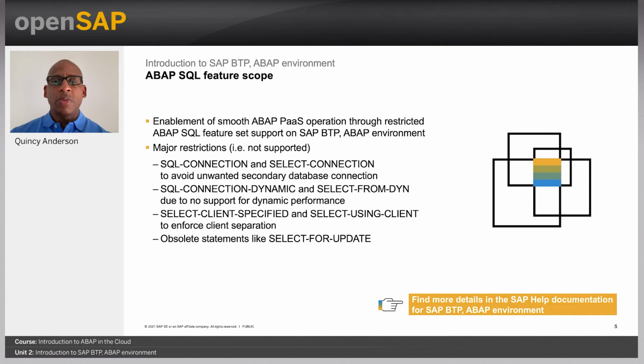On this screen, we see a few examples of the restrictions in ABAP Strict. First, secondary database connections are not allowed, so the relative keywords are not supported and will result in a syntax error if used. Likewise for dynamic connections, client overrides, and select for update.